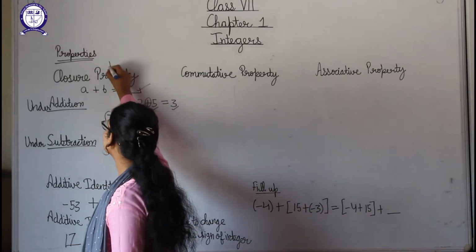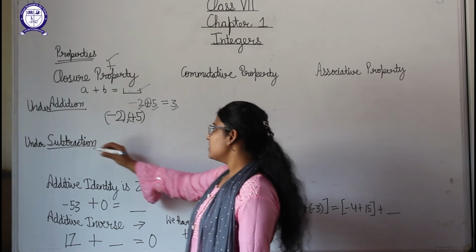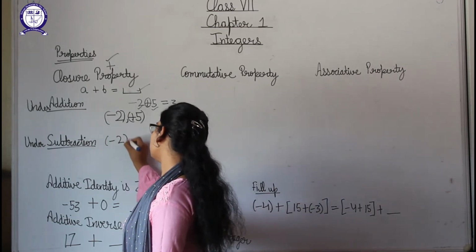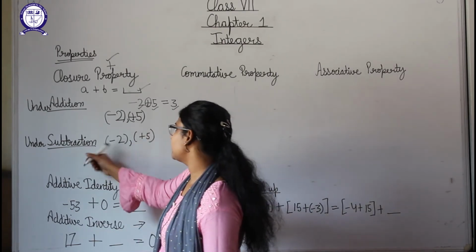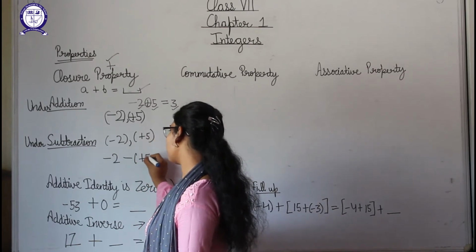Okay, for the closure property under addition, this is satisfied. Now under subtraction, again we will take -2 and -5. Now we have to subtract them, meaning -2, and we have to subtract 5 from it.